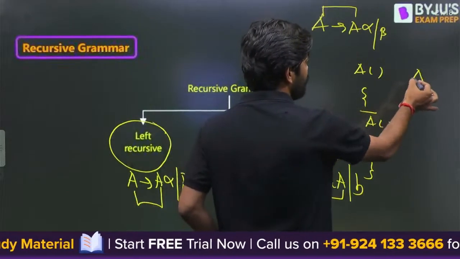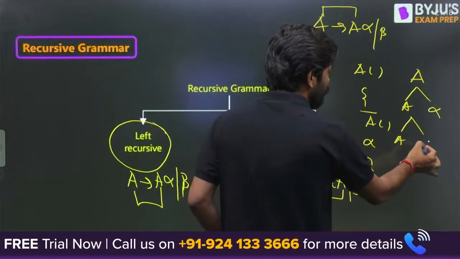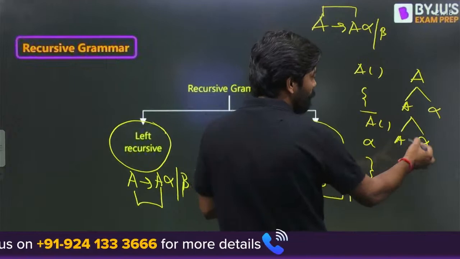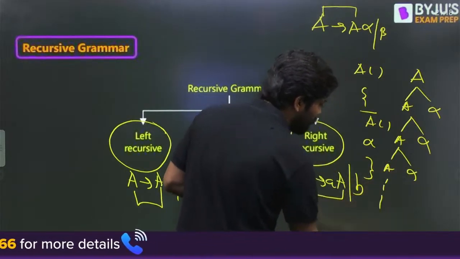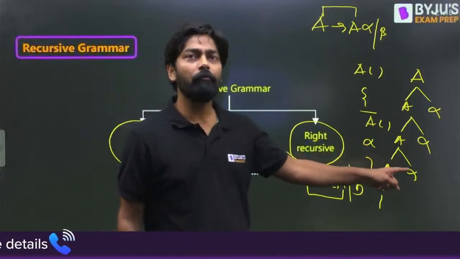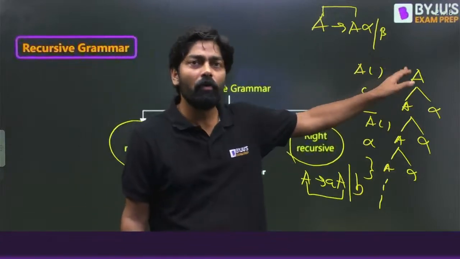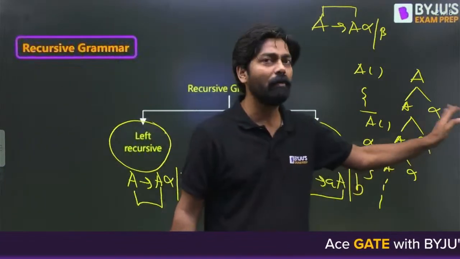It will always do A goes to A alpha. Fine. It will not count. See, the parser will read only one input at a time. It will not count how many alpha after A. So it will go into the infinite loop, expanding like this only. The problem is, when a top-down parser meets a left recursive grammar, it will go into the infinite loop. It will not count after A how many alpha are there.